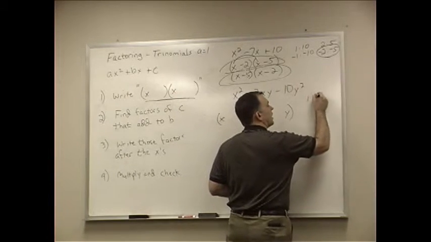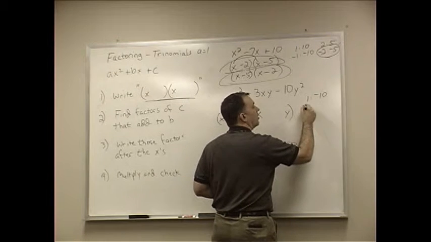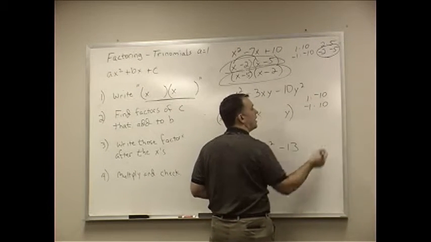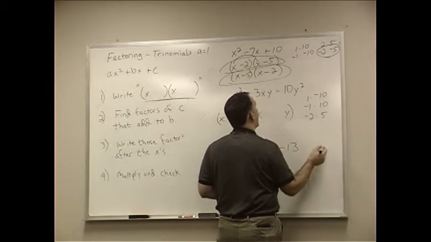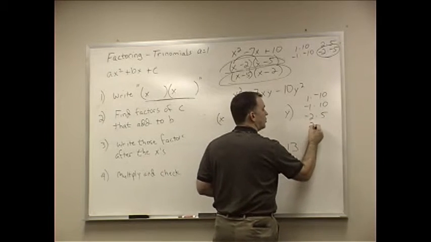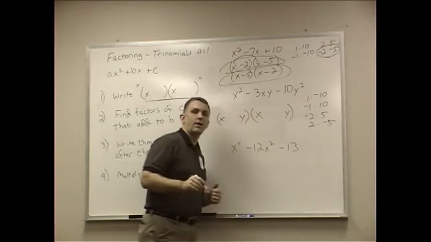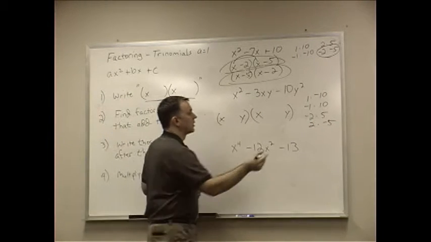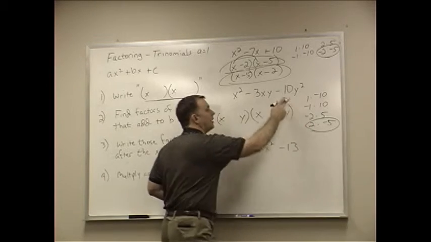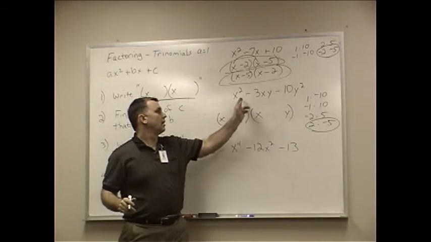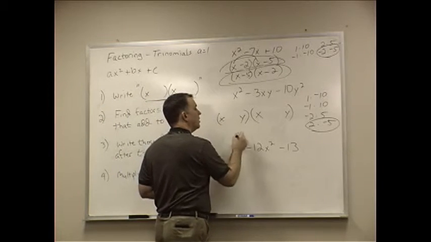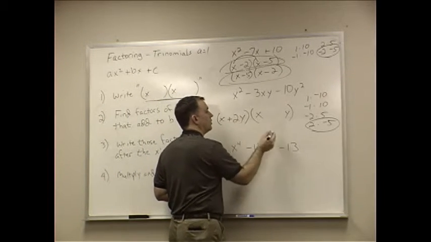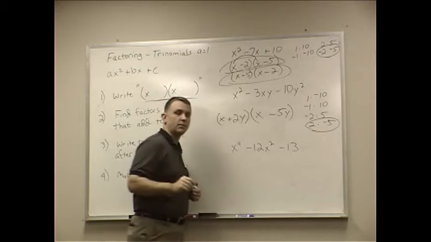Well, let's see, 1 times negative 10, no. Negative 1 times 10, that won't work. Then negative 2 times 5, and 2 times negative 5. Well, the pair that multiplies to be negative 10 and adds to be negative 3 is 2 and negative 5. So I'm going to write plus 2 and minus 5 there.